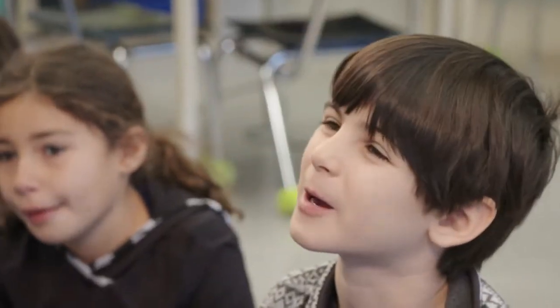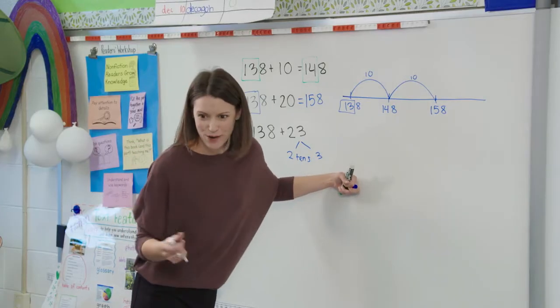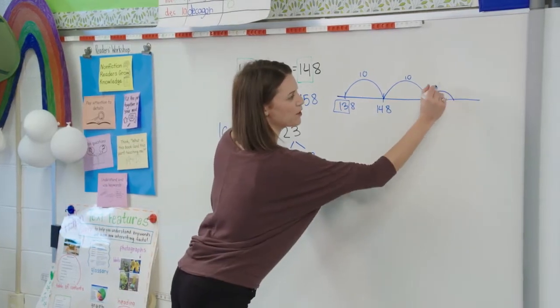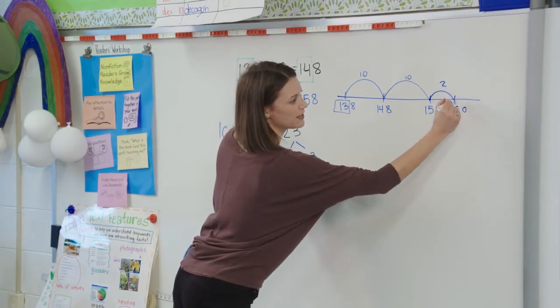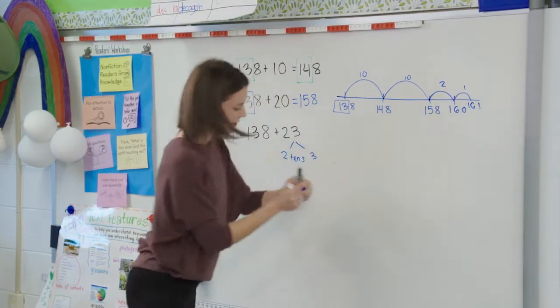Yeah. A really easy way to add 3. 2 and 1 equals 3. 158 plus 2 is 160. 161. That's it. Were any of you thinking that? Let's get to a landmark number, add 2 more to get to 160. 1 more, 161. Nice thinking.